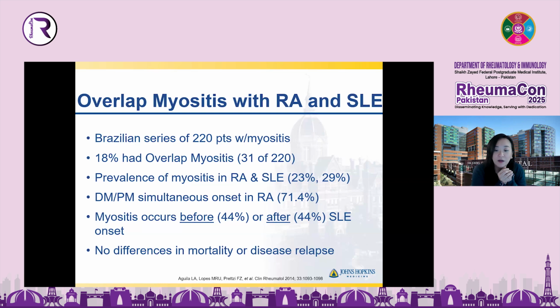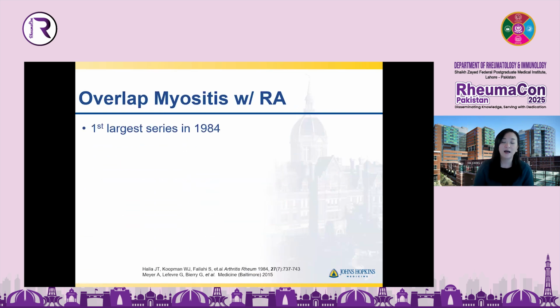Anyway, so in this study, they found that most of the patients who developed myositis with RA, it happened simultaneously. But if you had lupus and myositis together, it tended to happen either before or after, about 44%. In this Brazilian cohort, it seemed like there were no differences in mortality or disease relapse. So that was quite interesting.